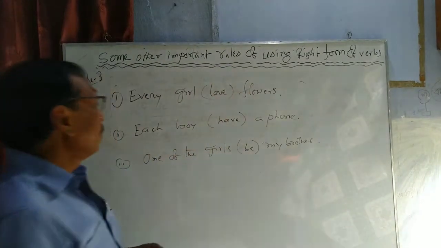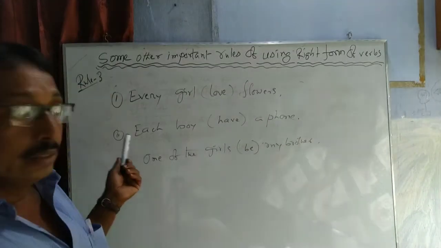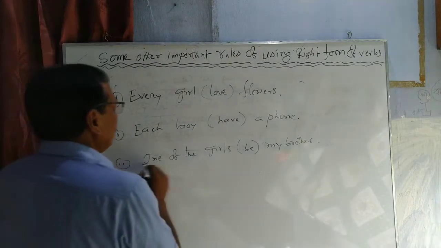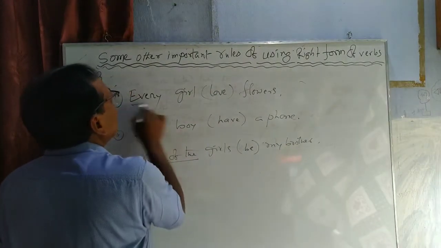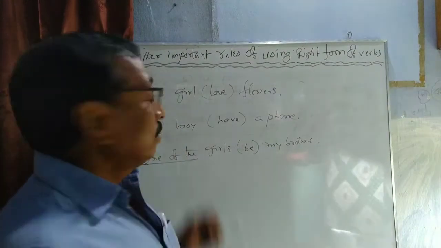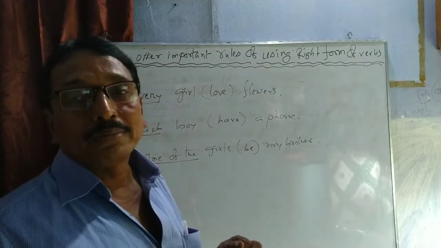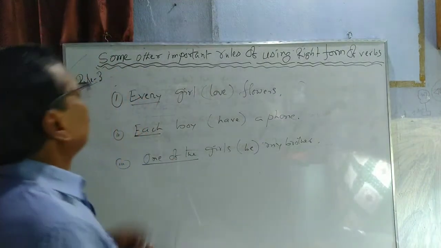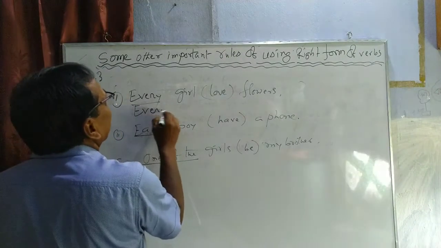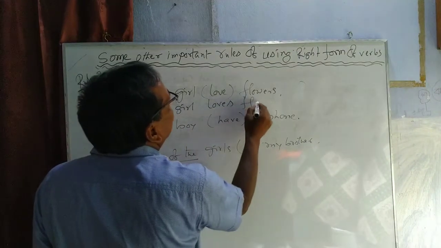Now, dear students, you see there are three sentences. These sentences start with every, this, or one of the. If we find this, every, or one of the, then the subject takes a singular verb after it. Every girl is singular, so every girl loves flowers.